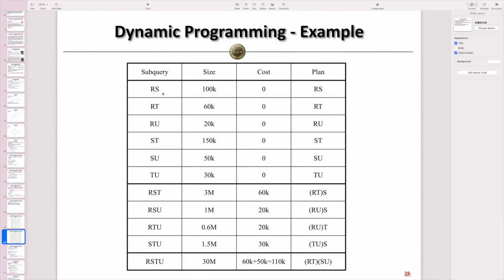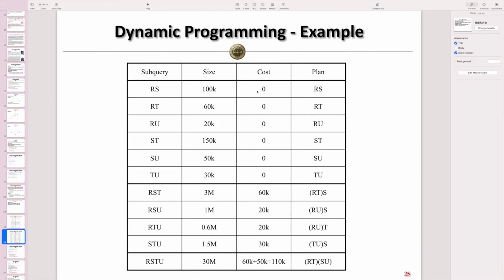We define the size for the subquery RS equals to what? Equals to 0.01 times the size of R times the size of S, right? According to the previous pages, we know the size of R will be equal to 2K, and S will be 5K. So the size for RS will be equal to 100K, because we calculate 0.01 times 2K times 5K, which results in 100K as the size for RS.